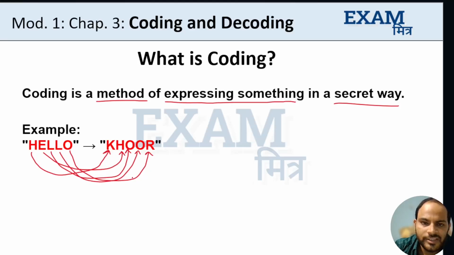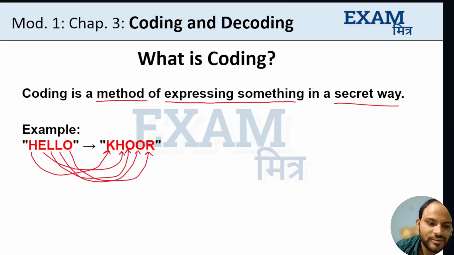So what we are doing is expressing hello in some different, secret way which a common person cannot understand. For example, if I say to you, Khur everyone, who would understand the meaning of Khur? But since you now know that Khur means hello, if I say Khur everyone, you will say, yeah, he is saying hello everyone. So that's it. This is coding.